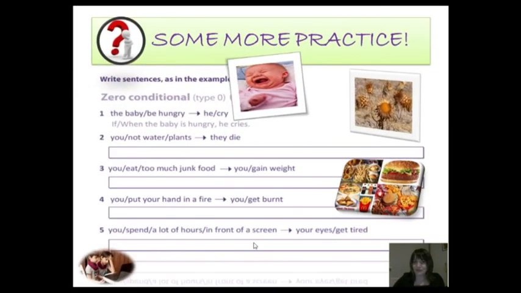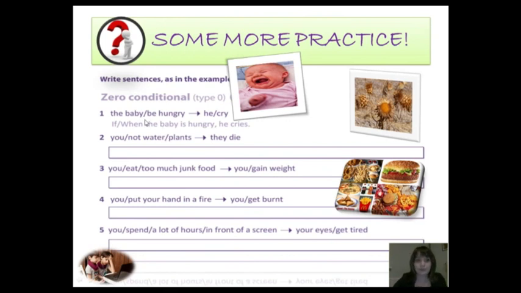Very good. So right now we have another activity to do. As you can see here, we have some picture of a baby crying. We have some dyed flowers. Oh, this is a nice one. We have some food we love. And the last picture is with the children in front of the laptop. So what are we supposed to do in this activity?